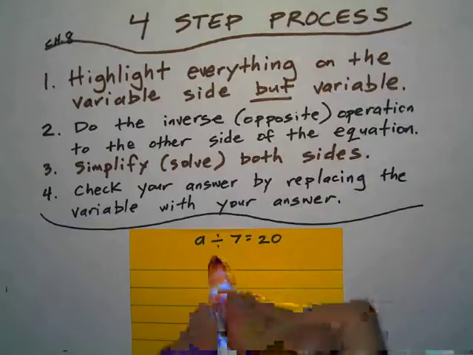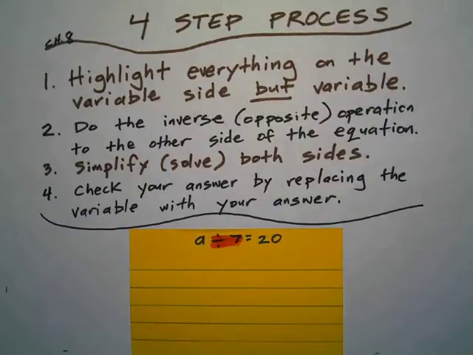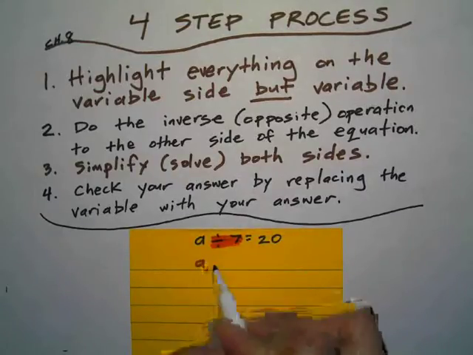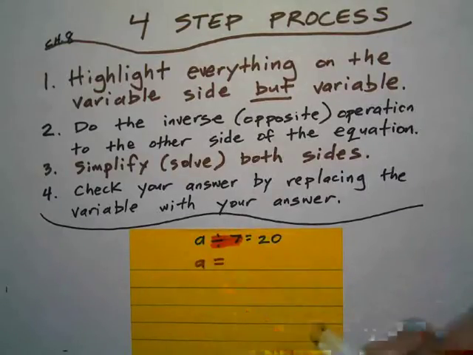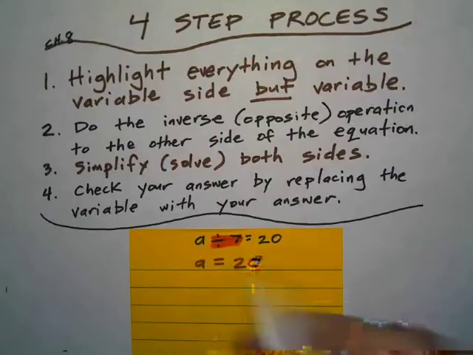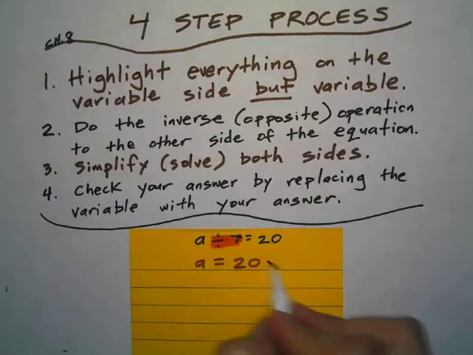Last but not least, you will also see some division equations. First step says to highlight everything but the variable, so we're going to highlight divided by 7. Step 2, we're going to isolate or get that variable all by itself and do the inverse operation on the right side. We know that the inverse of division is multiplication.